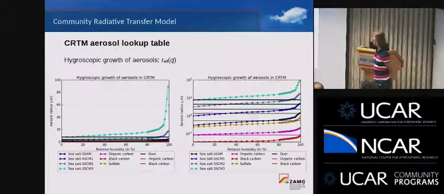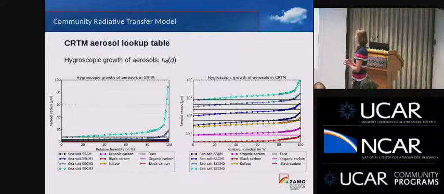One of the pieces of information it contains is the hygroscopic growth of aerosols, so of sea salt, organic carbon, black carbon, and sulfur. We assume that dust does not grow with increasing humidity. These two plots show the hygroscopic growth of aerosols, the left-hand side on a linear scale. The right plot shows exactly the same on a logarithmic scale.